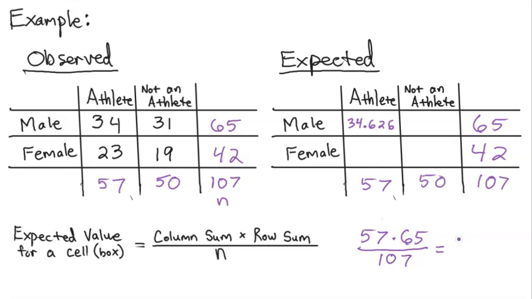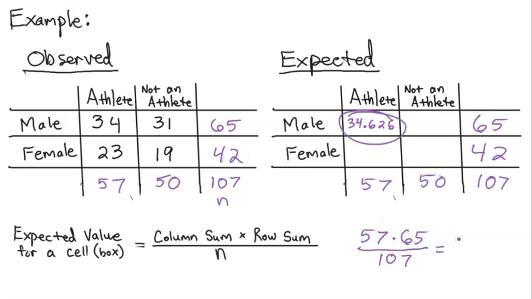These are counts. We're counting research objects like people or houses or cars, okay? But expected values, kind of like an average or a mean, they don't have to be whole numbers. They can be decimal values, okay?